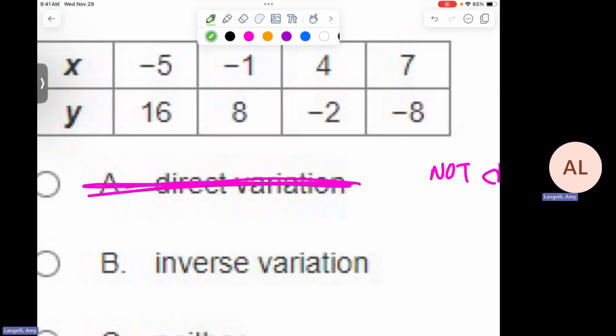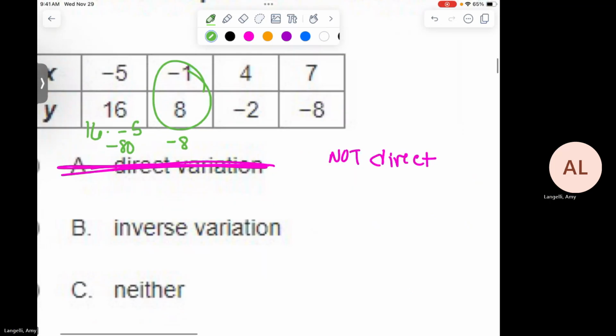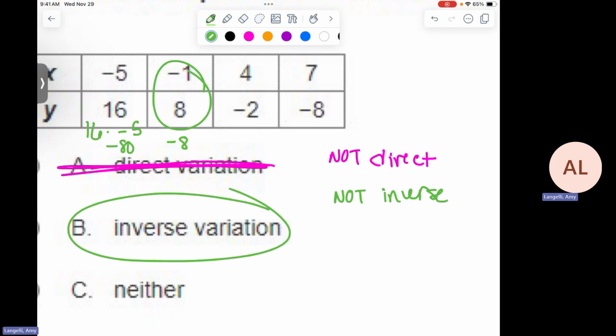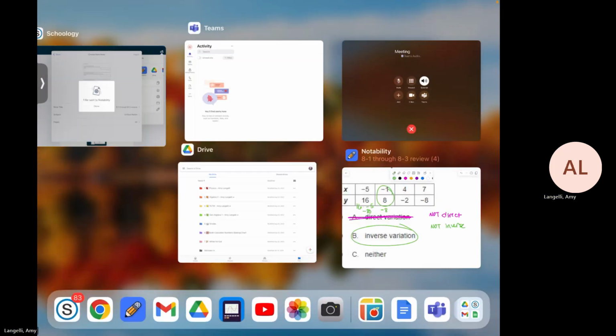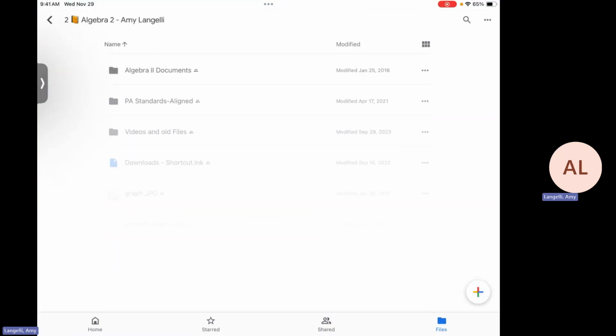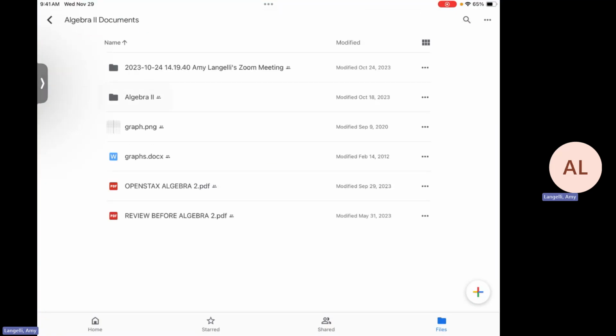Nope, because when you multiply these ones, you get negative 80, but these ones, when you multiply, you get negative 8. So you don't get the same thing again, which means it can't be inverse. And it might be good for you to see one that is inverse. I want you to be able to see one of each. So let me go ahead and pull that up.